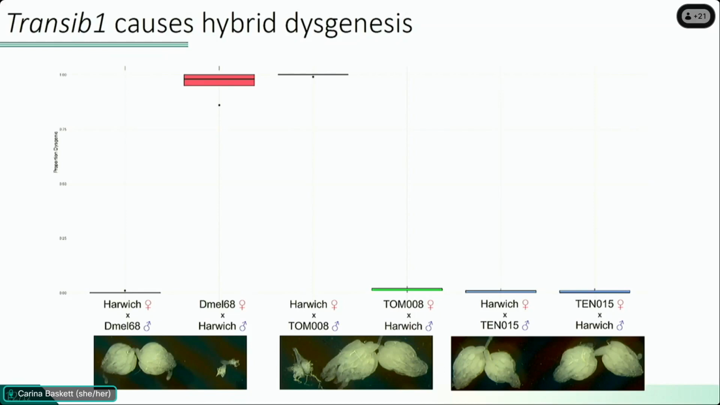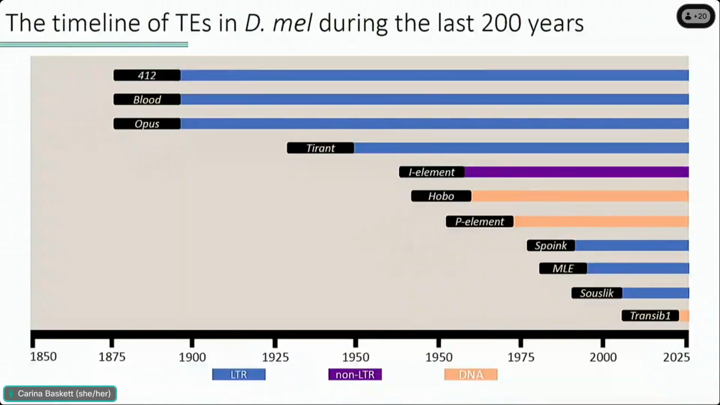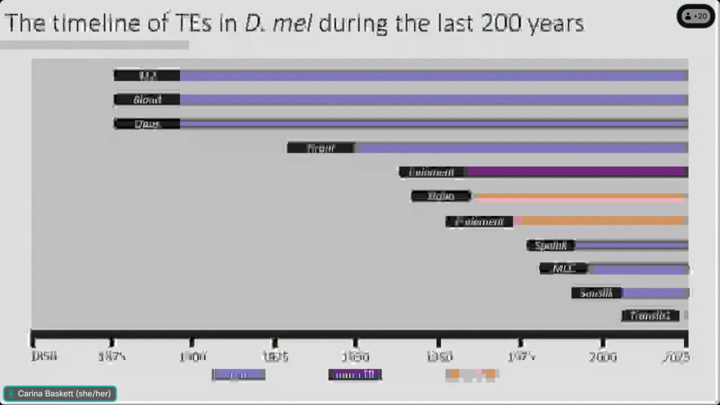I didn't enter the details here, but Transib also appears to cause dysgenesis at low temperature, while the P element usually causes dysgenesis only at higher temperatures, like above 25, while for Transib we see dysgenesis also at 23, I think, and maybe even 18.